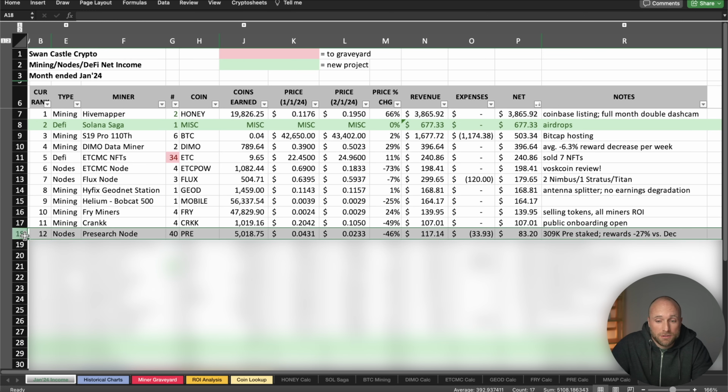I did see a substantial decrease in my Presearch token rewards this month versus December, down 27% for the month. Plus, we saw a huge decrease in the Presearch token price this month, down 46%. The token is back near bear market lows. So it's not looking very good for Presearch at this point.